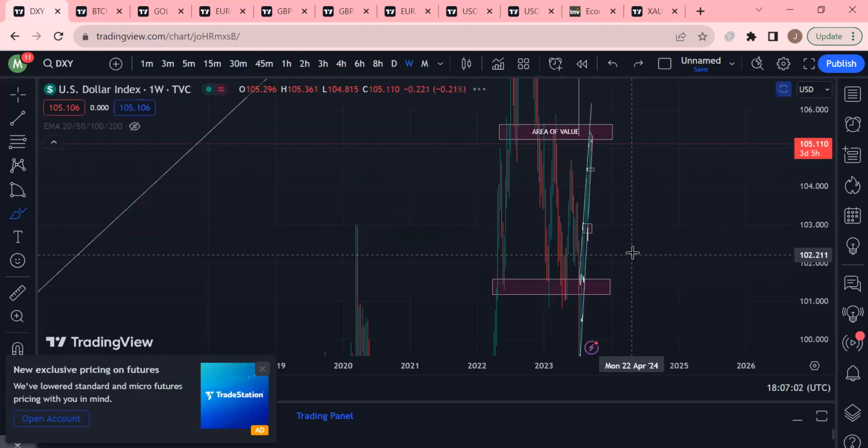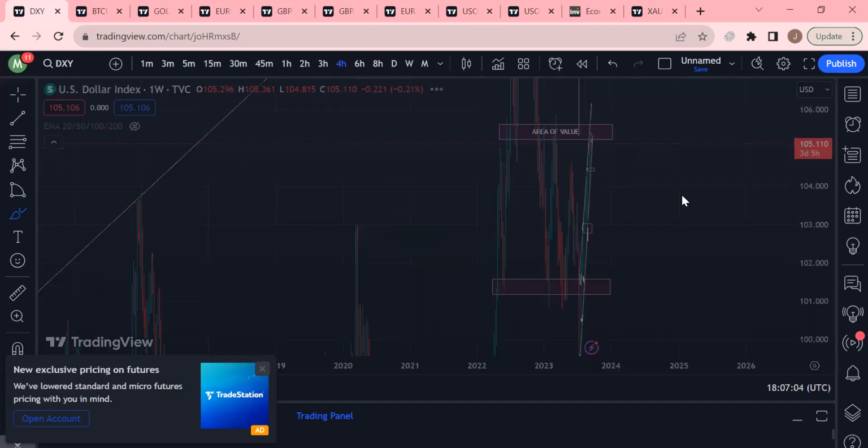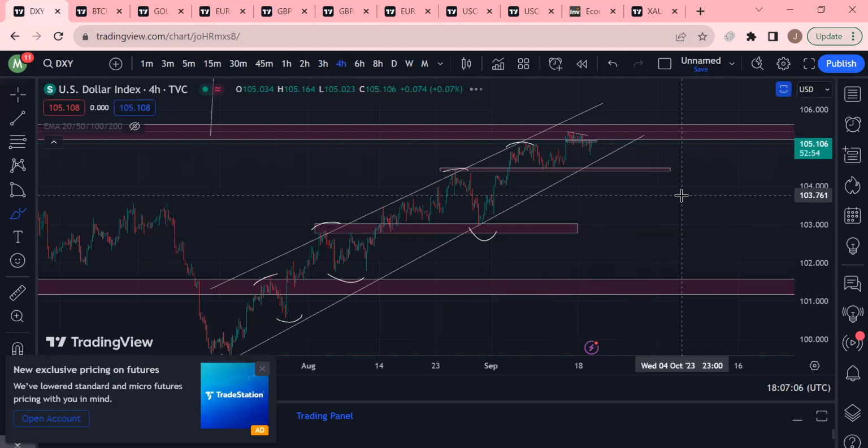So as you go to maybe the lower time frame, probably the 4 hourly chart, you see a lot of things happening also. So we're at a very particular area of value right now. So are we going to come down? The lower time frames will tell you. Trust me, the lower time frames will tell you.